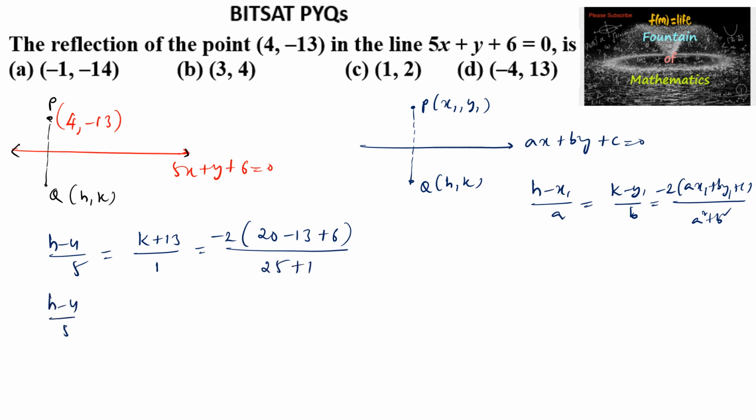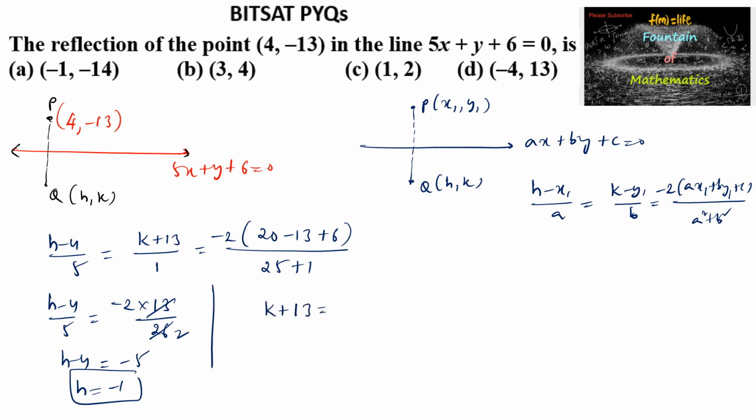So (h − 4)/5 is equal to −2 into (20 − 13 + 6, that is 13) divided by 26. So we can write h − 4 is equal to −5, or h is equal to −5 + 4, which is −1. And similarly, k + 13 is equal to −1, or k is equal to −1 − 13, that is k = −14. And hence the reflection of this point is (−1, −14), which is option A.